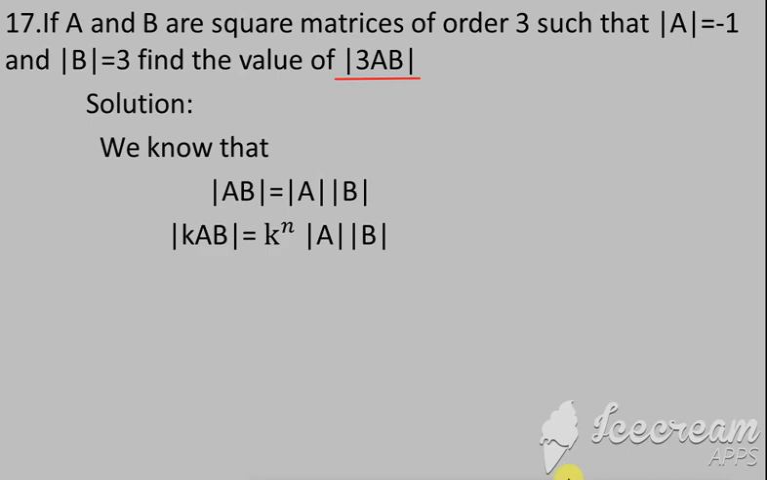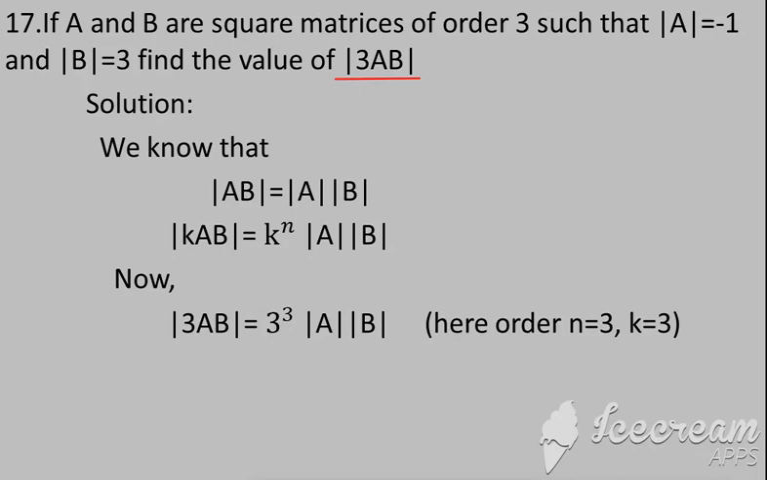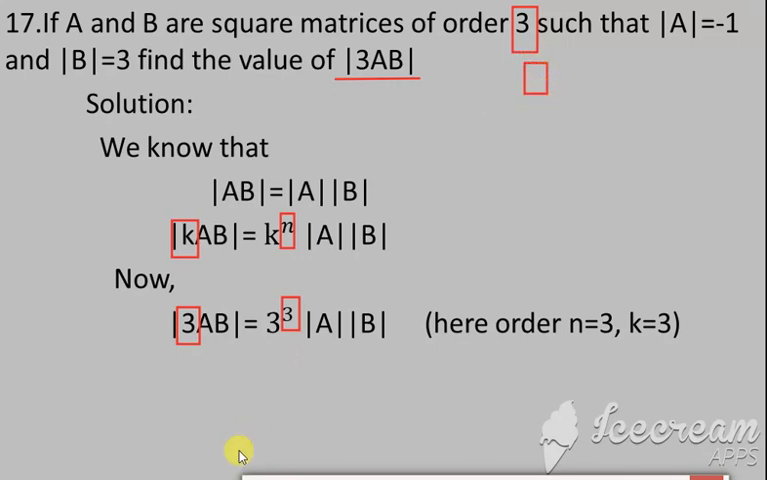So now, given determinant of 3AB, according to this condition, k value 3 and n value 3. The question says the order is 3, so that's why n equals 3 and k equals 3. I am substituting these values here, so we get 3 cube into determinant of A into determinant of B.